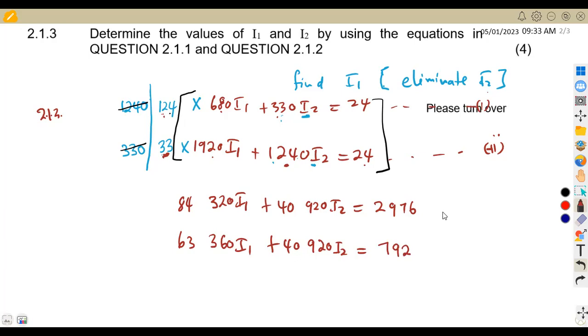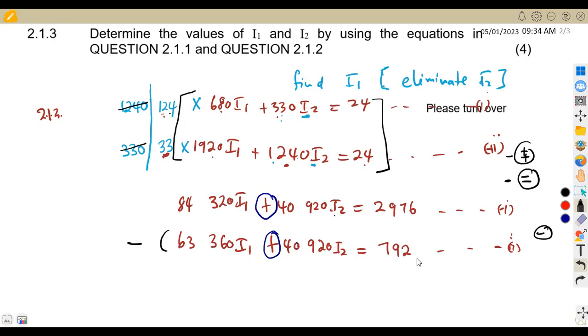So from the two equations that we have, we can see that the part of I2 and I2 are the same. This is 40,920, 40,920. So you eliminate I2. If these two signs are the same, I told you guys that you subtract. Whether it's a minus and a minus, as long as the signs are the same, you subtract to eliminate. So we have a plus and a plus, so we are going to subtract to eliminate. So we're going to subtract equation 2 from equation 1. That's equation 1 minus equation 2.